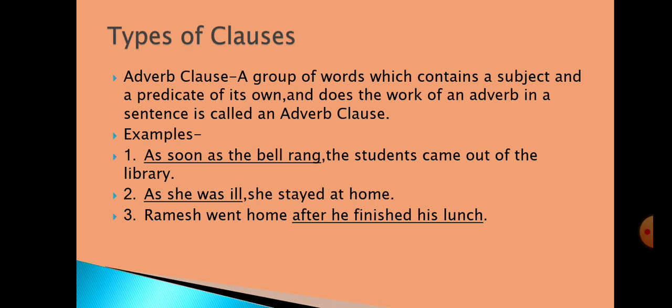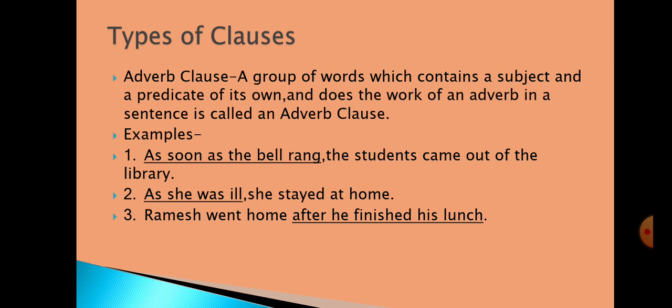Now look at this slide. We are going to study adverb clause. What does it mean? What is meant by an adverb clause? A group of words which contains a subject and a predicate of its own and does the work of an adverb in a sentence is called an adverb clause. So here the definition is very clear. An adverb clause is one which has a subject and a predicate of its own and does the work of an adverb in a sentence.